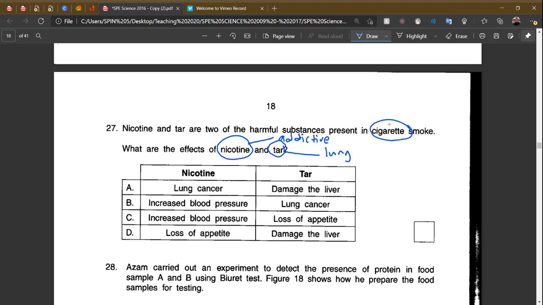When we talk about cigarette smoke, always search for lung cancer or lung disease first. And if you look at the choices there, A, C, and D don't really talk about the lung. So this is a very good hint. Therefore, the answer is B. And nicotine does increase the blood pressure. Therefore, the answer is B.